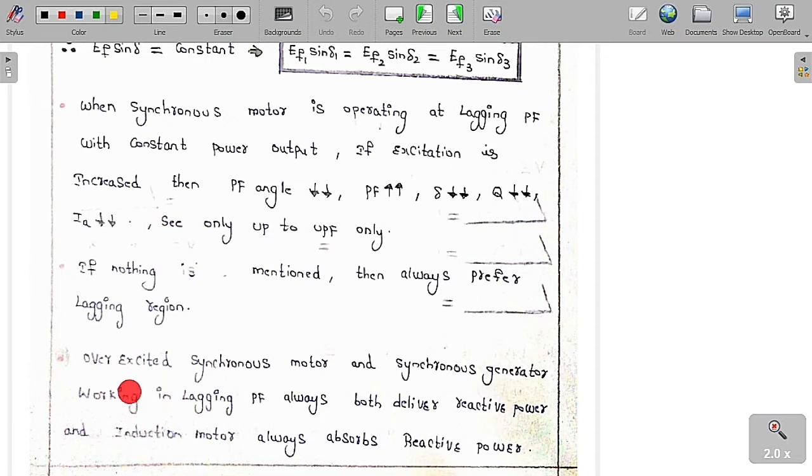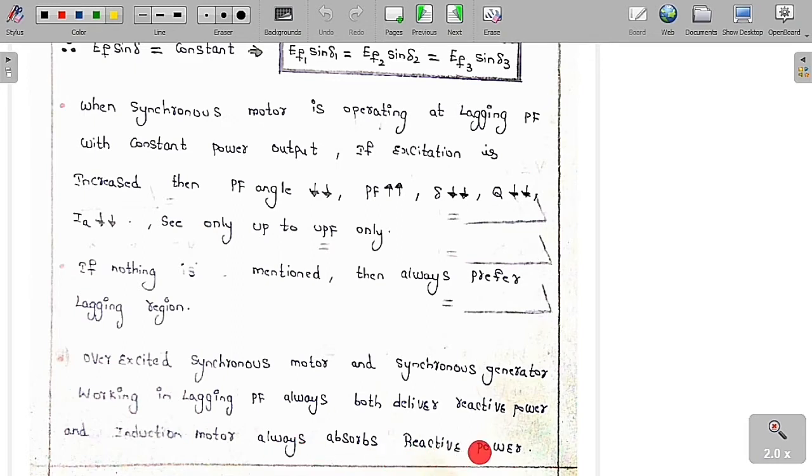So we can say clearly, an over-excited synchronous motor, as I already told you, operates in the leading power factor region. A synchronous generator working in lagging power factor is working in over-excitation. Therefore, in the over-excitation case, whether it is a synchronous motor or a synchronous generator, they are always going to deliver reactive power.